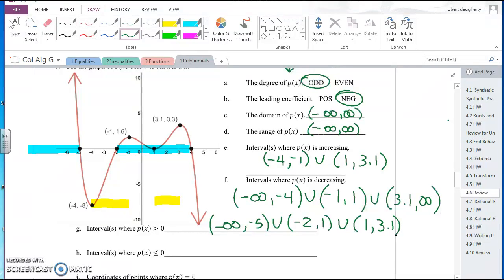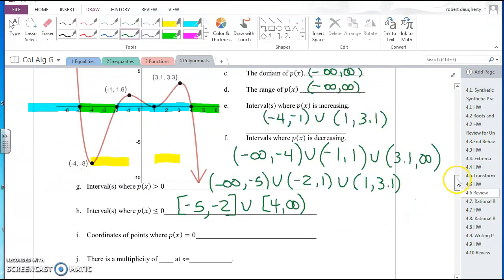Where is it less than or equal to 0? That means where is it below the axis or on the axis? That's this interval and then this interval out here. So that interval is from -5 with a bracket to -2, and then from 4 to infinity. Those are intervals where my graph is strictly below the y-axis.